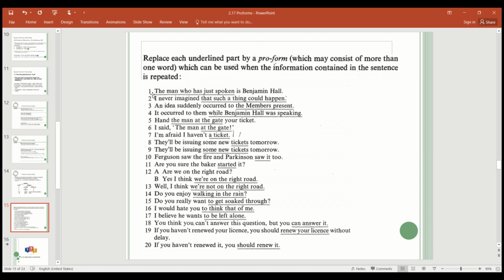So the first one, if you're asking how this material would be evaluated in the exam, one of the ways would be I give you a sentence like this, and some of the parts of the sentence would be underlined, like in the sentence here, the man who has just spoken is underlined. This clause is underlined, and then we have the rest of the sentence, is Benjamin Hall. So what is the suitable proform for the underlined element? Simply, it would be the pronoun he. He is Benjamin Hall, and so on.